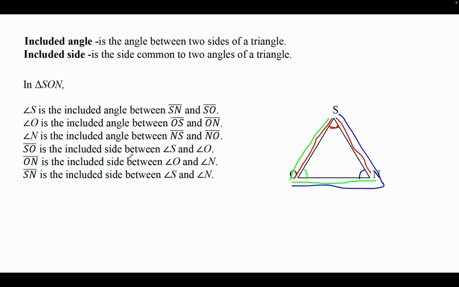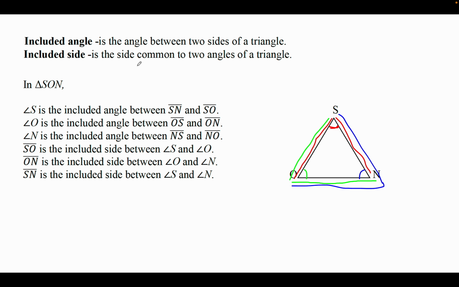And then let's proceed to included side. Anybody who can read what is included side? Let's have Carlo. Included side is the side common to two angles of a triangle. Yes. So when we say included side, it is the side common to two angles of a triangle.